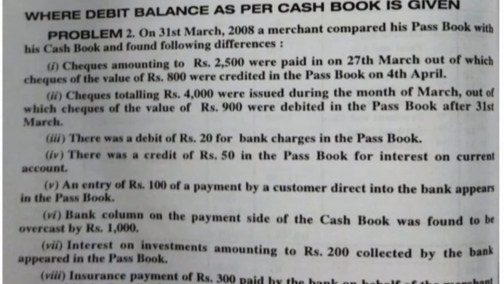Shravani? Yeah. So next one, there was a credit of rupees 50 in the passbook for interest on current account. So the passbook is getting credited by rupees 50. So it is a receipt to the customer and the passbook is getting increased balance. Since in the passbook the balance is getting increased, therefore we need to add the 50 to the debit balance as per cash book. Am I clear?